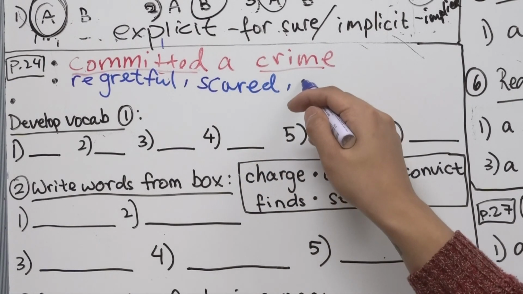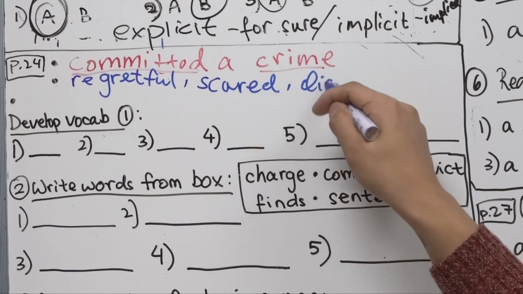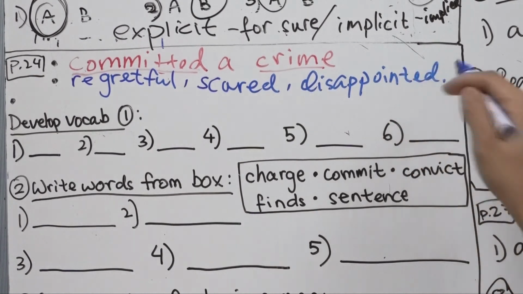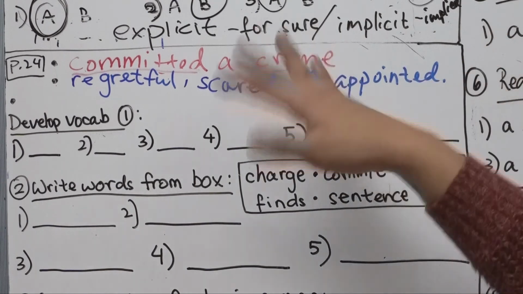So he might be regretful, or he might be scared, or he might be, what else? Disappointed, right? Alright, so he could be feeling many things. It's up to you. And what would his typical day be like? You can write down a typical day outside of what's happening now.